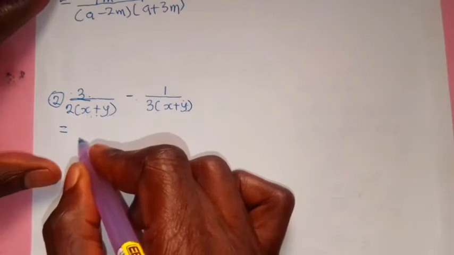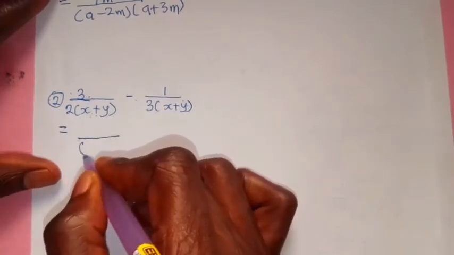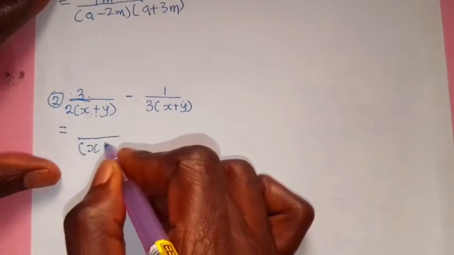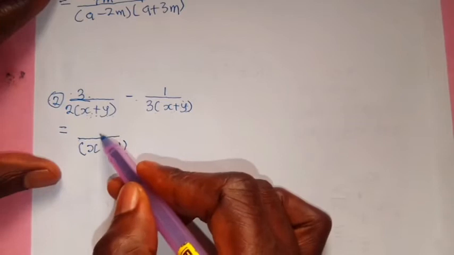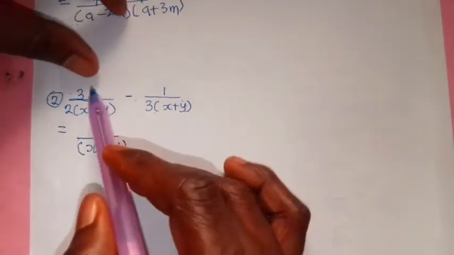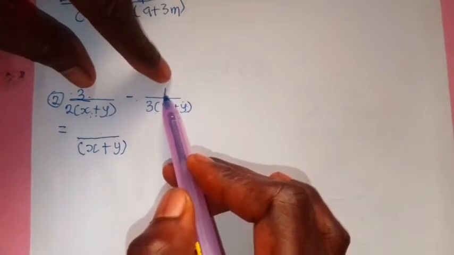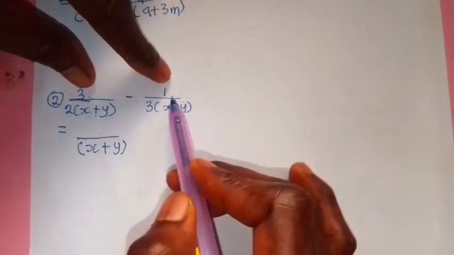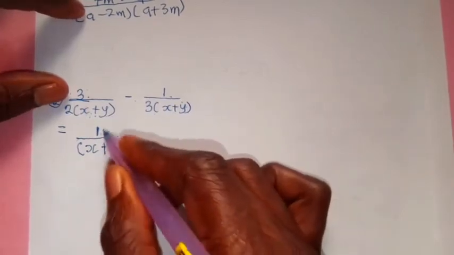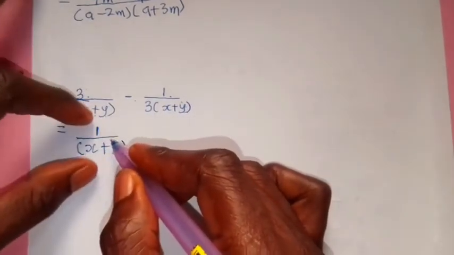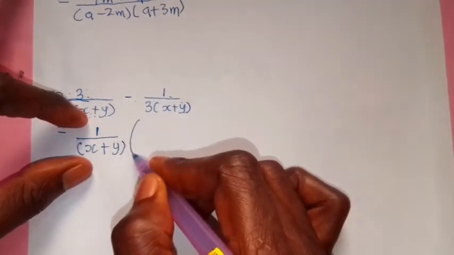So for that reason, I'm going to rule a line here and bring out the common factor and write it below the line, which is x plus y. That means we need a number at the top here. If you check what we have here, we have 3, and the number we have here is 1. So what is the common factor of 3 and 1? Of course, you know that is 1.